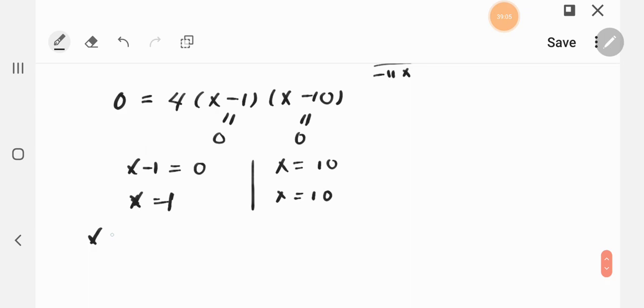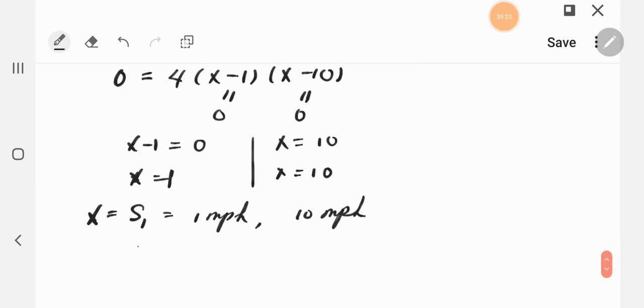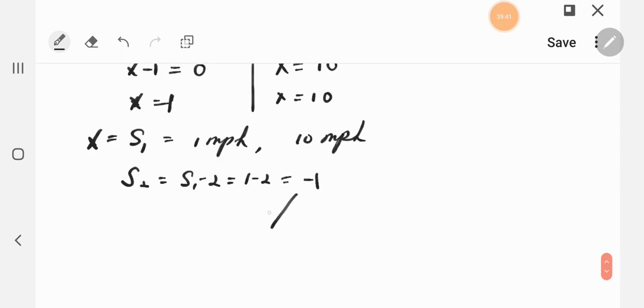So x is equal to s1, the speed of the first part. So that is 1 mile per hour, and the second is 10 miles per hour. Okay, how about the second part? The second part is, the speed is reduced by 2. So this means if s1 equals 1 mile per hour, then this is negative 1. And negative 1 does not make sense, right?